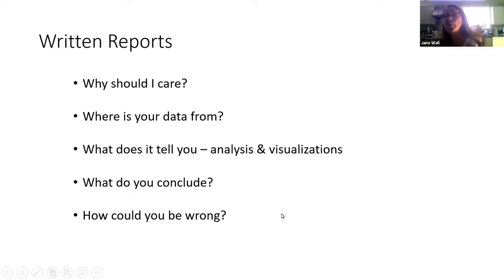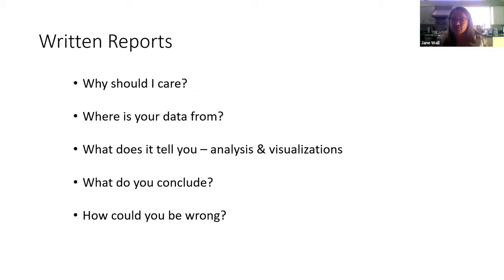So what's the structure of your report? What should it be like? Well, I like to start a report with motivating my reader. Why should they care? Why should they invest their time in reading this document that you're producing for them? Then you always want to say where your data came from. And then what does it tell you?